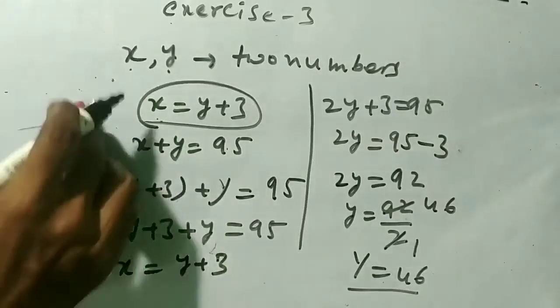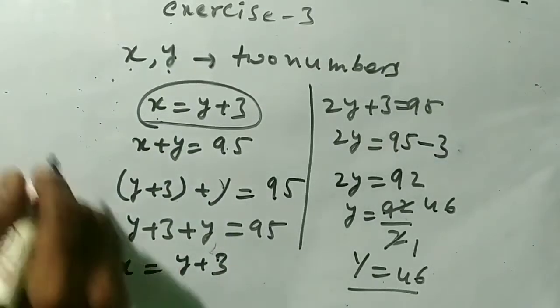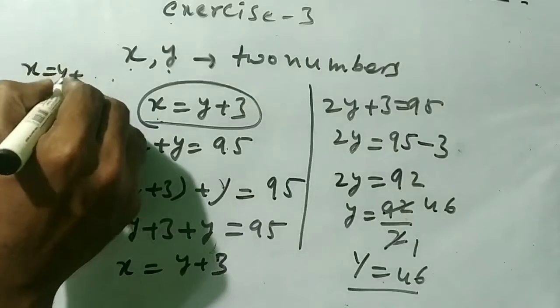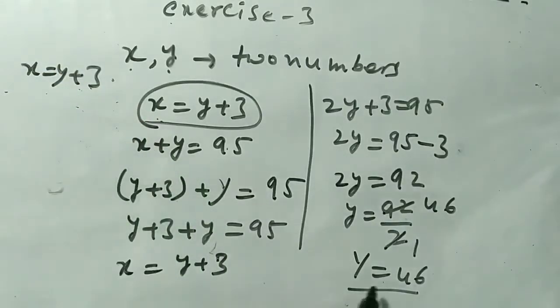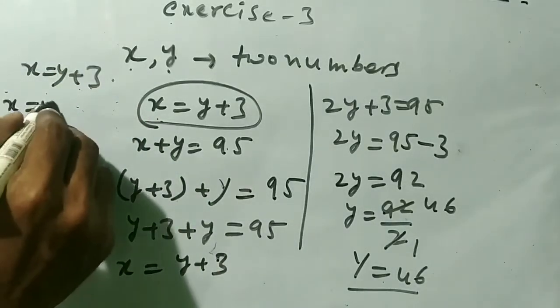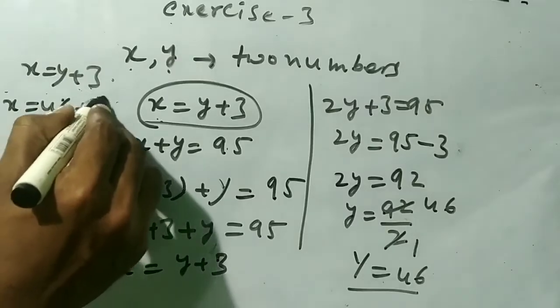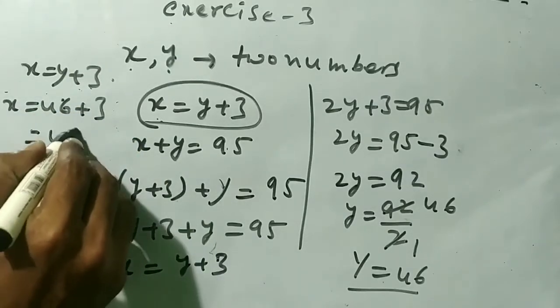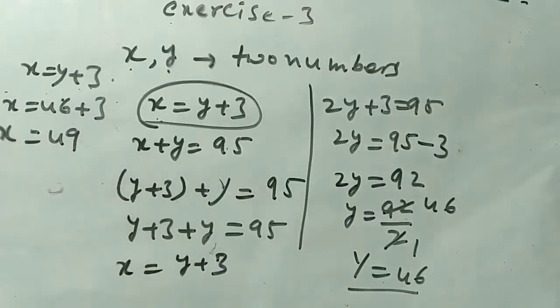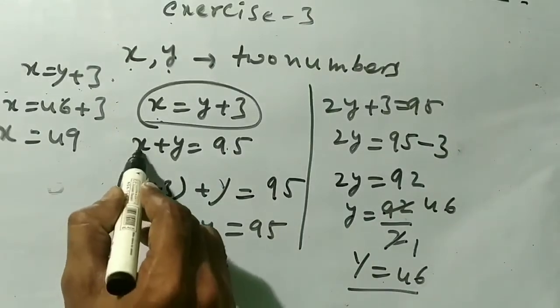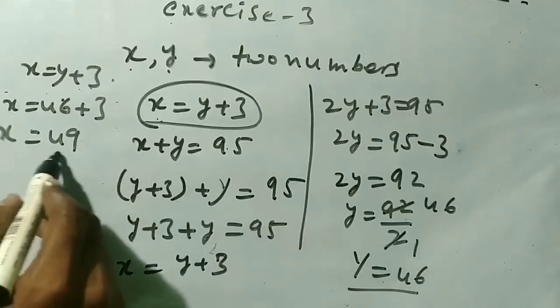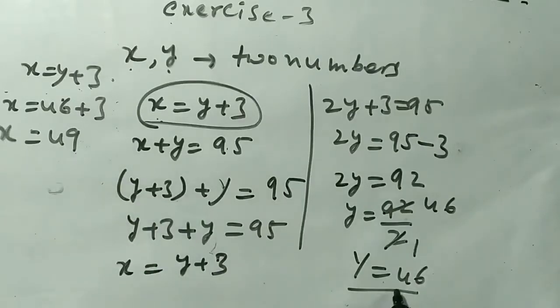Let's erase this. X is equal to y plus 3. So we know y is equal to 46. That is, x is equal to 46 plus 3, that is equal to 49. And also we have to get that x plus y is equal to 95. So we got x is equal to 49 and y is equal to 46.